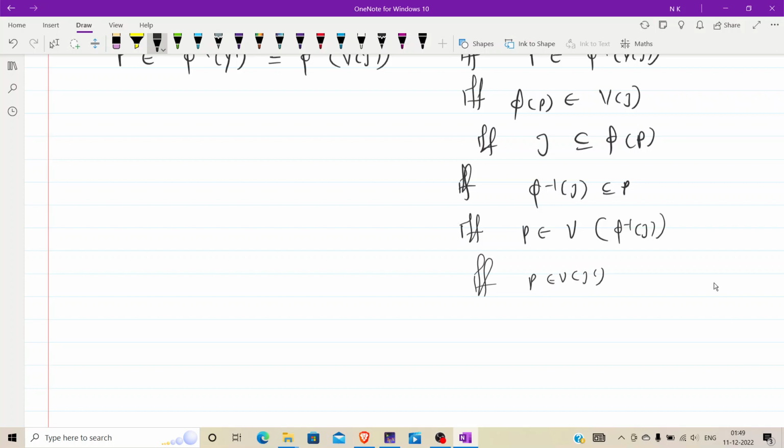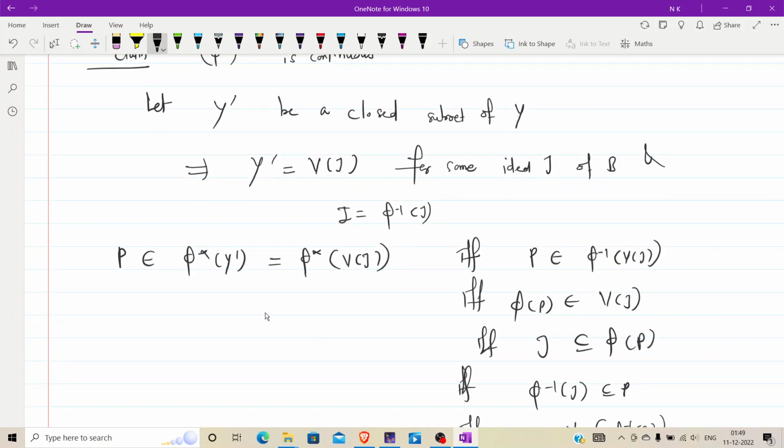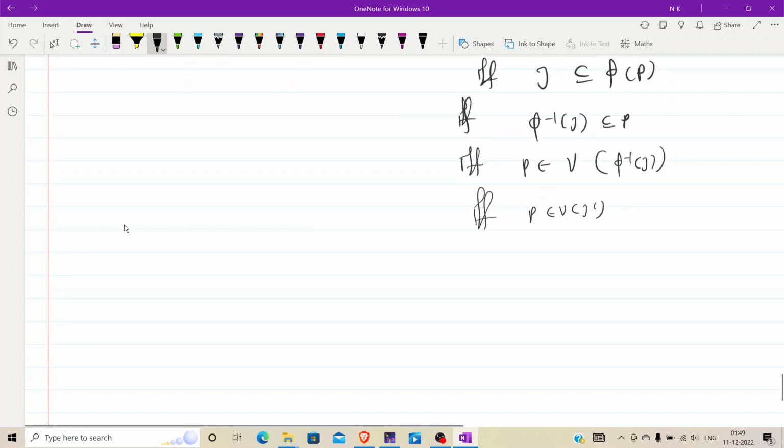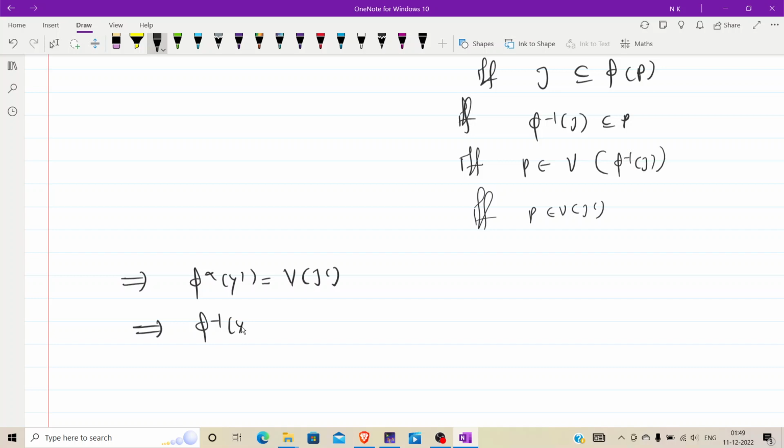So what does this mean? This means phi star of Y dash is the inverse image of a closed set, because Y dash was closed. So phi star of Y dash is equal to V of J contraction, which is a closed subset. That means the inverse image of a closed set is closed.